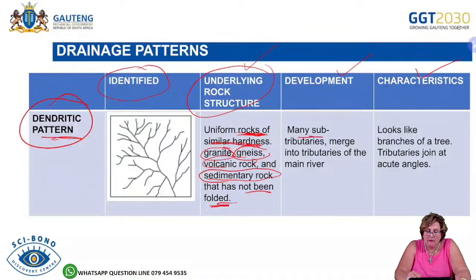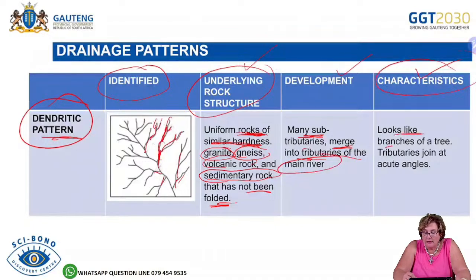Developed, we have many sub-tributaries. These are your sub-tributaries, which merge into tributaries of the main river. And remember, these are all the tributaries that flow into the main river. But all of these tributaries have sub-tributaries. Now, what is the characteristic of the dendritic pattern?